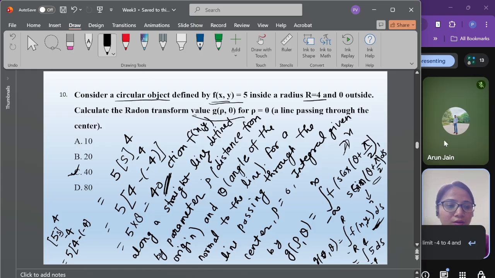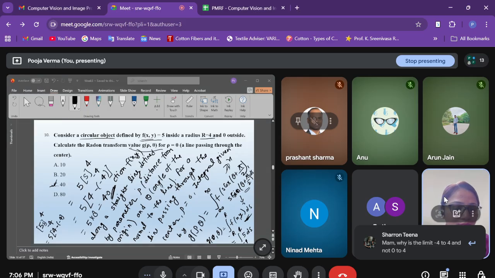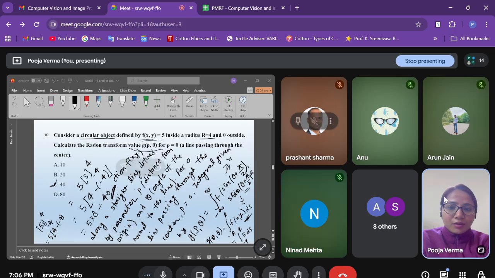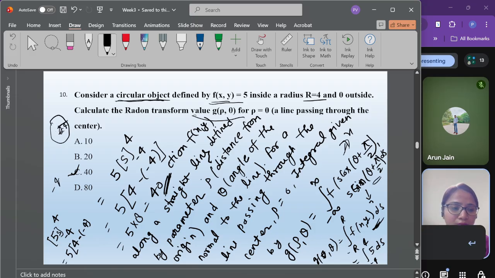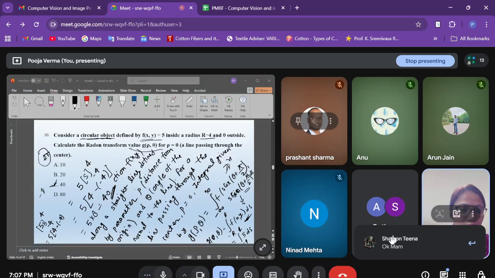Is it fine? It is a circular object defined by a constant function. A circular object has a radius only, so that's why the inside radius is given as r equal to 4, and that will vary from minus 4 to 4 only, right? It is a circular object, that's why we are taking it.